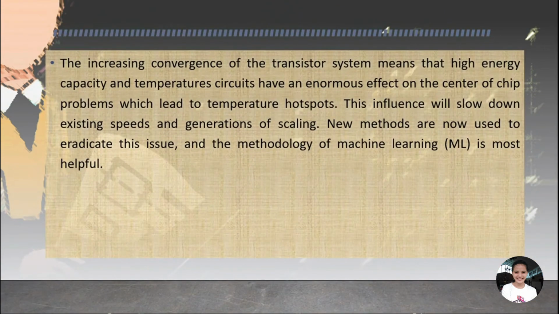The increasing convergence of the transistor system means that high energy capacity of temperature circuits have an enormous effect on the central chip problems which lead to temperature hotspots. This influence will slow down existing speeds and generation of scaling. New methods are now used to eradicate this issue, and the methodology of machine learning is most helpful.